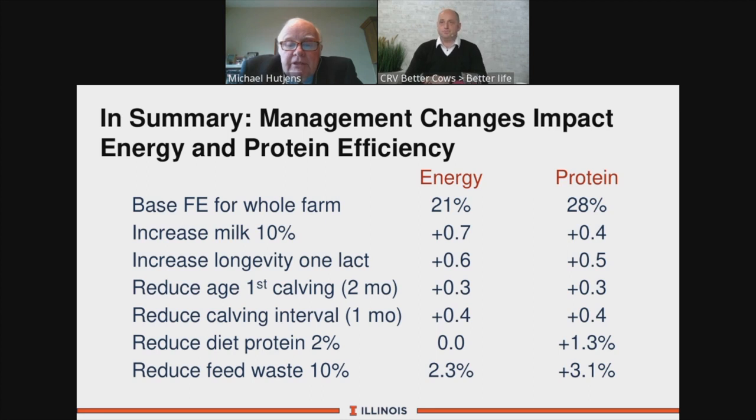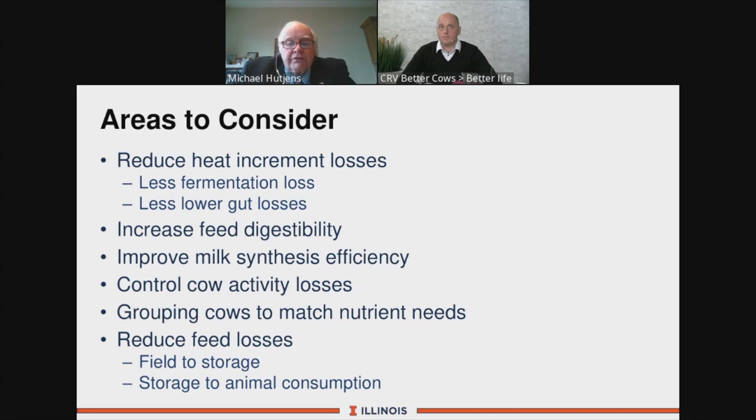If I reduce the dietary protein 2%, you can see a nice increase in protein efficiency, nothing on energy because by and large, the protein is not going to be used as an energy source. And of course, the 100-pound gorilla, reducing feed waste. On most farms, you'll see anywhere from 6 to 8% feed waste out there on the farm, and that's another topic for another day as well. So certainly that's your take-home messages on the farm: how can we manipulate and improve the dynamics of these two variables?